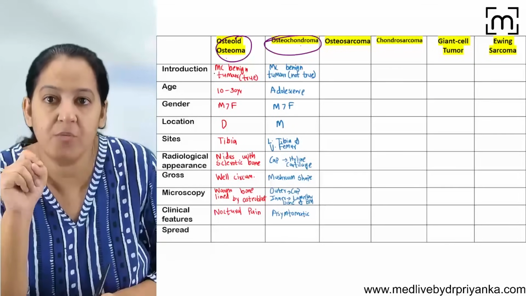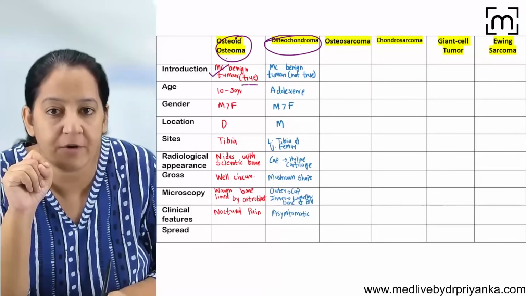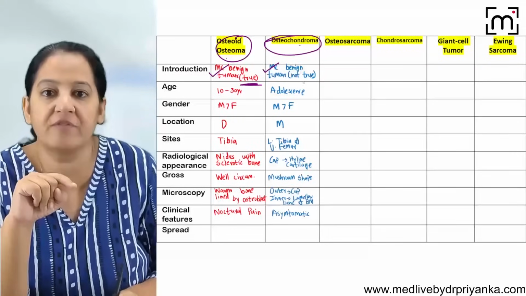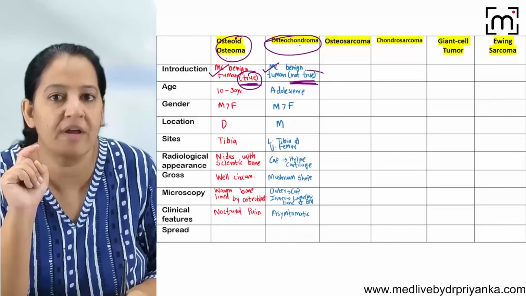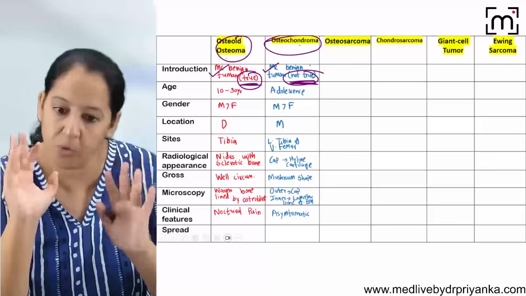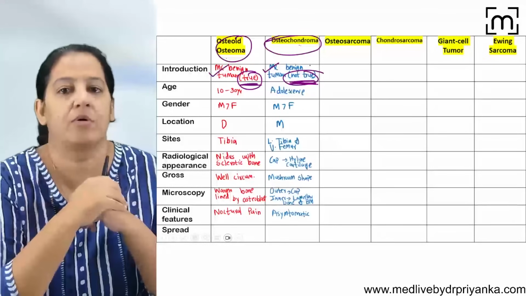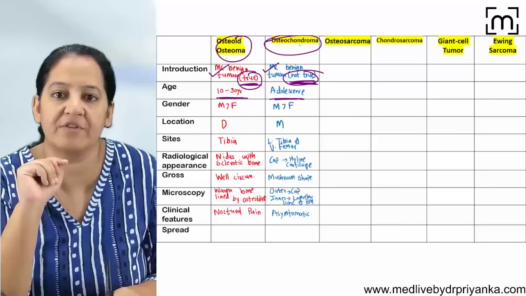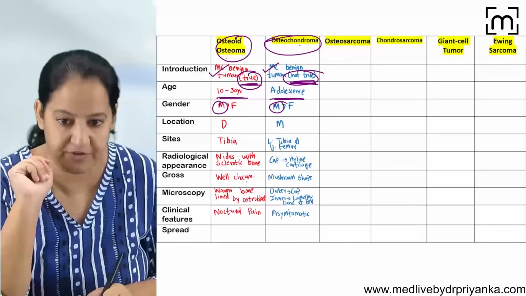Osteoid osteoma was the most common benign tumor of the bone. It's a true benign tumor. Osteochondroma is also the most common benign tumor of the bone, but it's not true. So mind the word here: true and not true. Both of them are most common benign tumors of the bone. This one is a true tumor, this one is not a true tumor. Here the age was 10 to 30 years, but here the most common age of presentation is adolescence. Both of them are more common in males as compared to females.